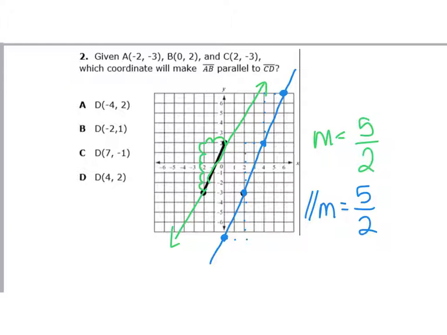All right, so then we're going to check each point, starting with A. A is at -4, 2. Here's A. That's not going to work for me. D is at -2, 1. Here is point D. That doesn't work for me. C is at 7, -1. That's point C. That doesn't work, so let's hope D works. D is at 4, 2. There's my point D, so answer choice D is the correct answer.